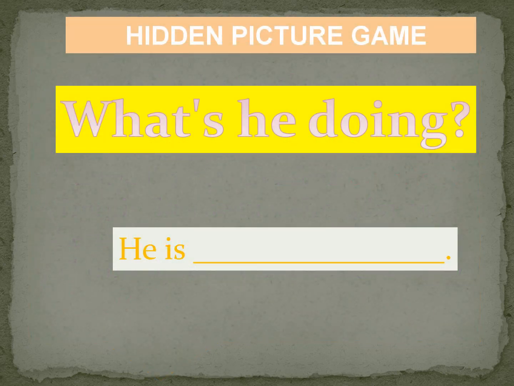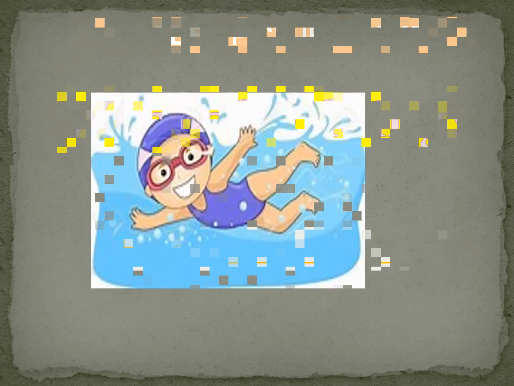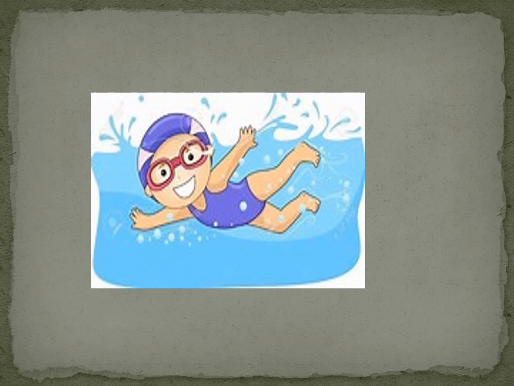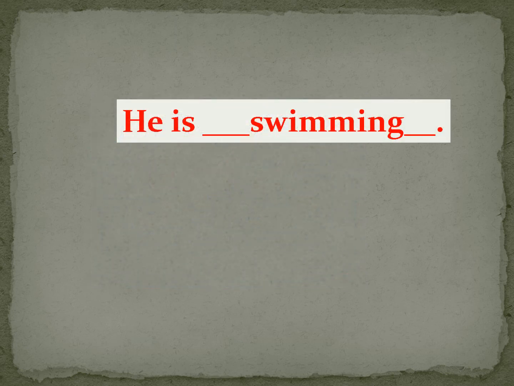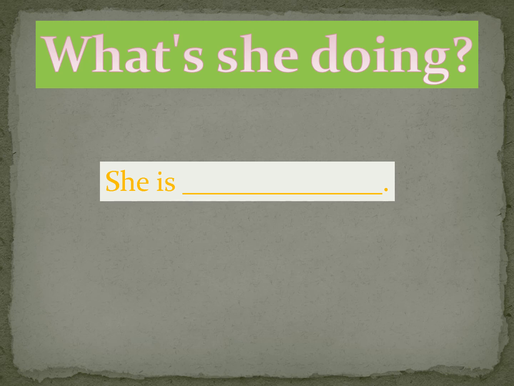Students, let's do a hidden picture game. I'll show you a picture and you have to tell me what he's doing in that picture. Yes, you are right. He is swimming. Students, let's move to the next picture. What's she doing? She is dash.